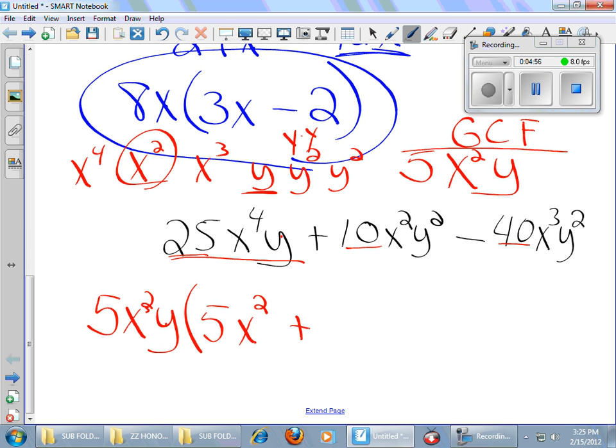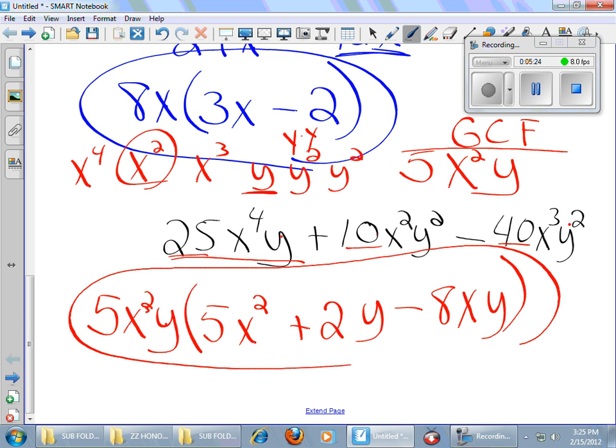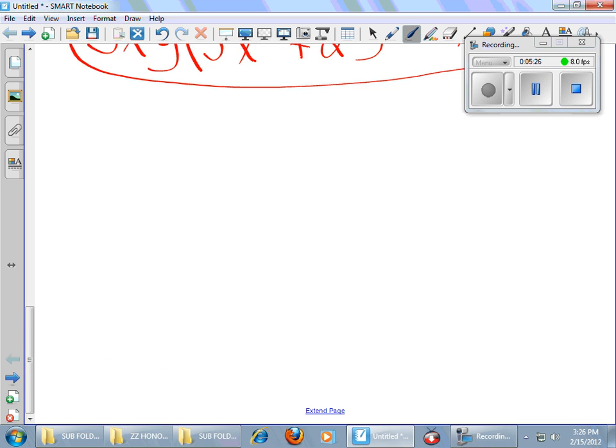The second term, I'm going to divide 10 by 5 to get 2. x squared divided by x squared, they cancel. Y squared divided by y is y, right? Okay, and then the third term, 40 divided by 5 is 8. X cubed divided by x squared, x. Y squared divided by y, y. And there you go. This should be pretty simple.